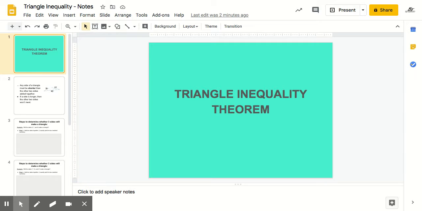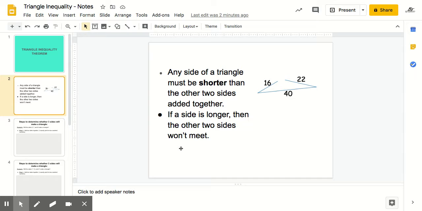Hey everyone, today we're going to be learning about the triangle inequality theorem. This theorem allows us to determine if three sides of a triangle actually make up a triangle. Now, in order to have a triangle, yes, you of course need three sides, but the length of those sides matters. So any side of a triangle must be shorter than the other two sides added together. If a side is longer than two sides added together, the other two sides won't meet.